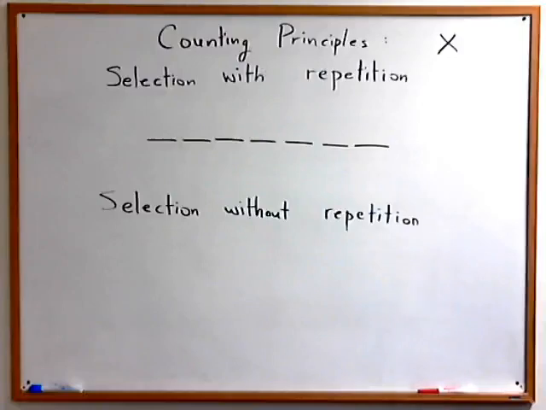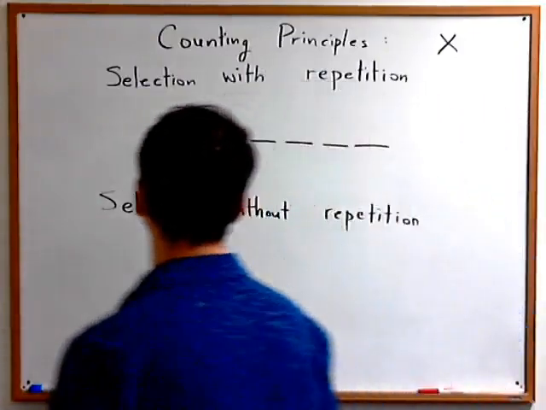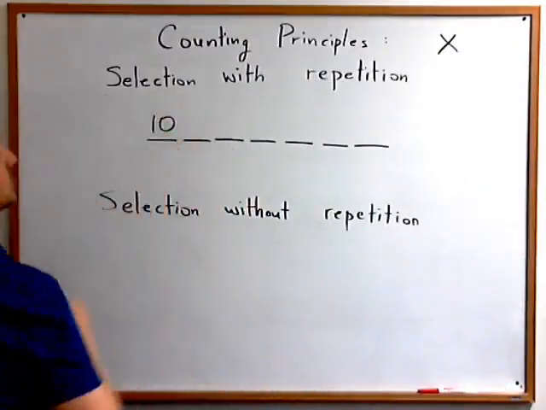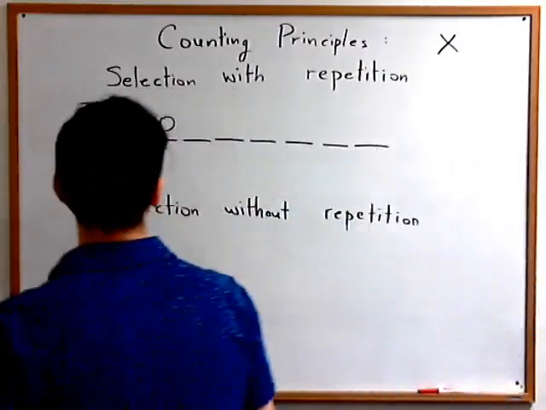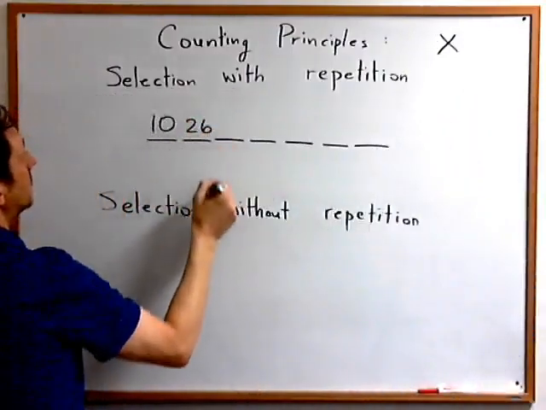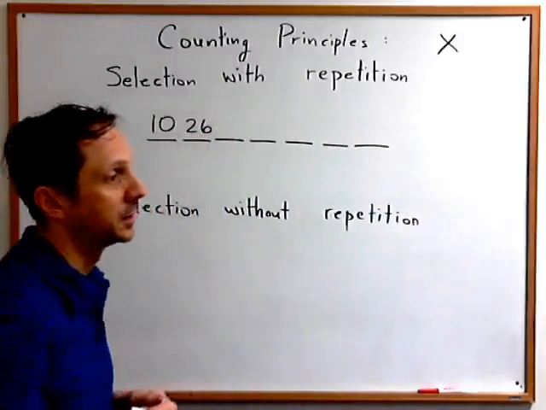And we require that the first character is a number, a digit, in other words. How many digits are there to choose from? There are 10. Because you've got 1, 2, 3, 4, 5, 6, 7, 8, 9, 0. 10 digits to choose from. The next character has to be a letter, a capital letter. How many capital letters are there to choose from? There are 26.